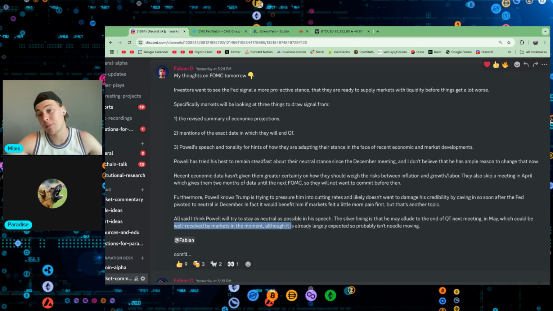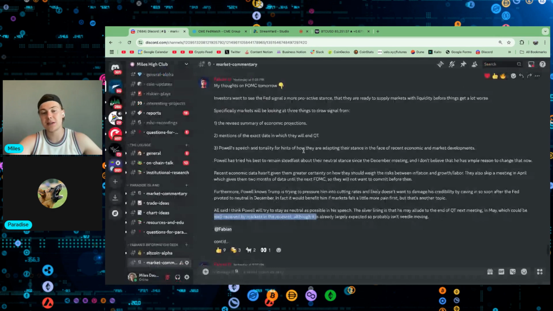That silver bullet maybe doesn't come until a bit further down the track, when we have the definitive ending of QT. And maybe Trump worsens the economy between now and then, which forces them to potentially go with a heftier rate cut. But obviously, I'm happy to be surprised. But I thought Fabian did an amazing summary there.